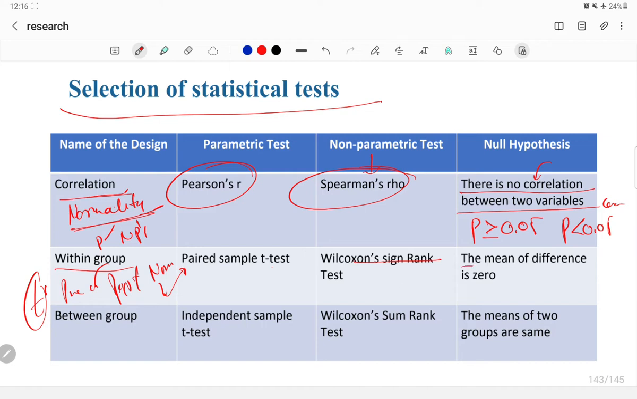The null hypothesis is that the mean of difference is 0. The mean of difference means we look at pre and post. Is there any difference between the means of these two data? That says the mean of difference is 0, meaning there is no change, when p is greater than or equal to 0.05. But if p is less than 0.05, the mean of difference is not 0, because the p is less than 0.05. That means some changes have come.